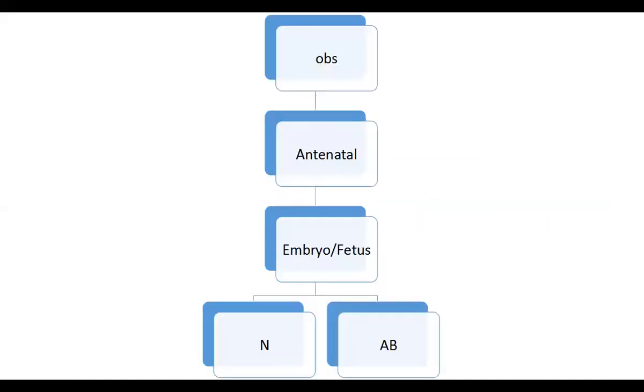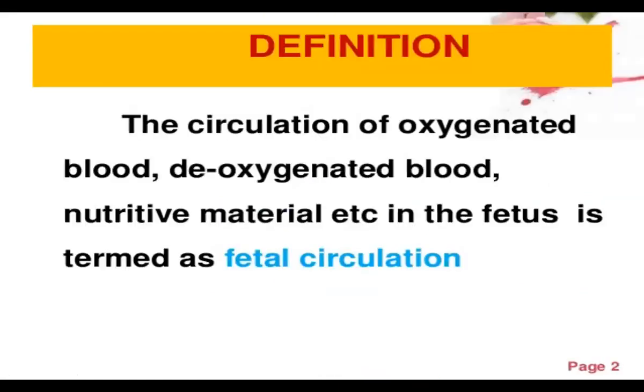So now, what are the problems which can take place in the fetus? So in obstetrics antenatal, that is embryo or fetus, the conditions can be normal and abnormal. So we are going to see about this abnormal part of it. So what is the problem? First, we should know normal and abnormal. First, normal, we are going to see about the fetal circulation.